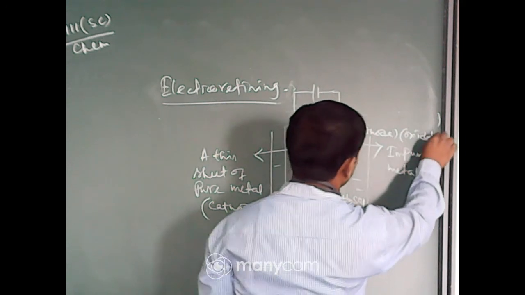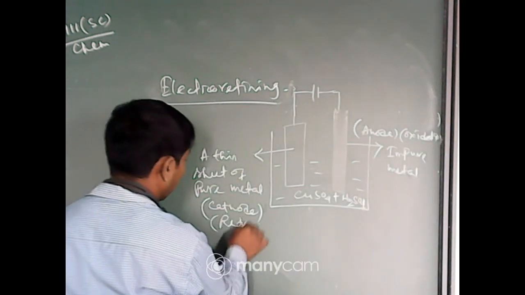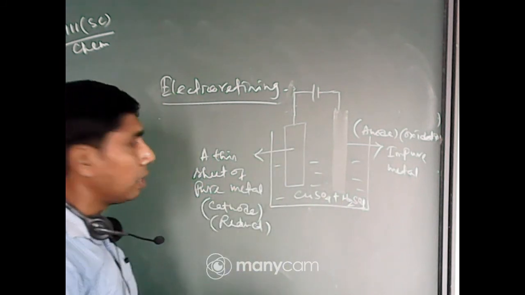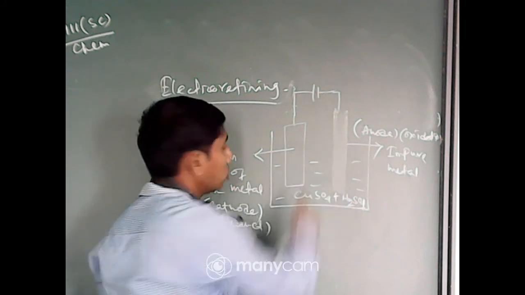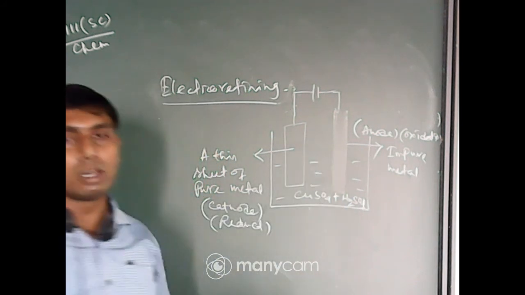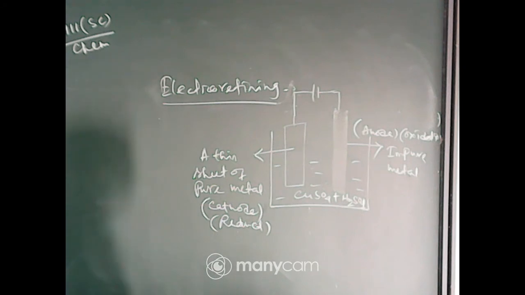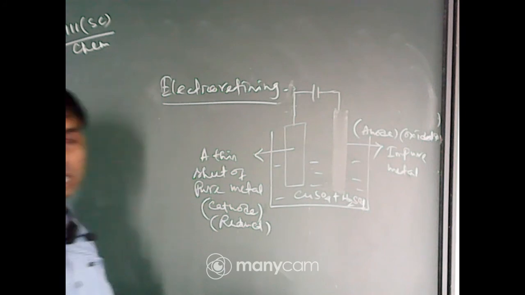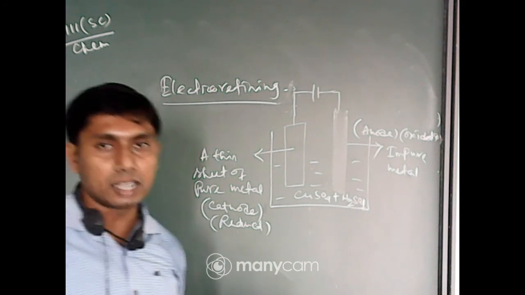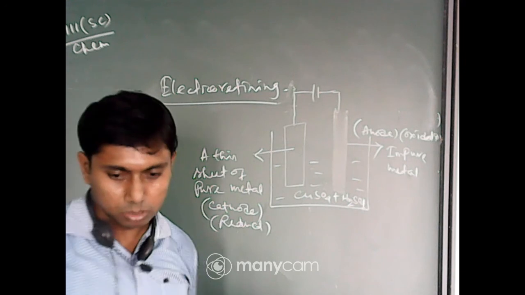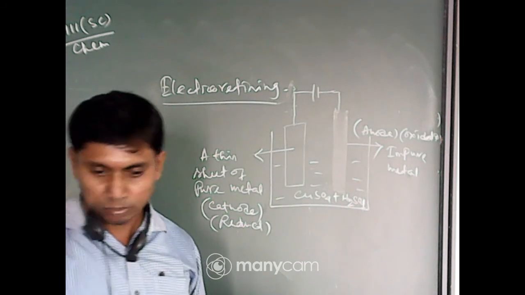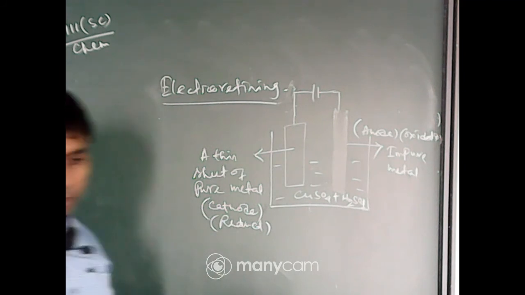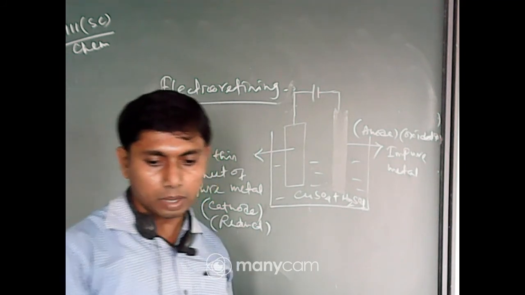In the anode the oxidation occurs, and at the cathode the reduction occurs. So when the metal ion is deposited on the thin sheet, it will be reduced, and here it will be oxidized, but the impurity will remain in the solution. So this is the process of electro refining, and it is used for copper or such types of metal extraction. Understood? Yes, this is another process.